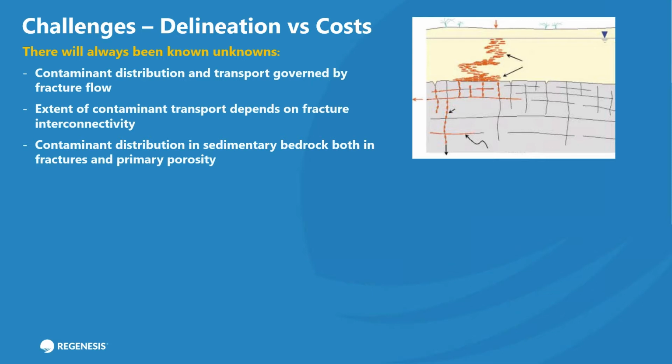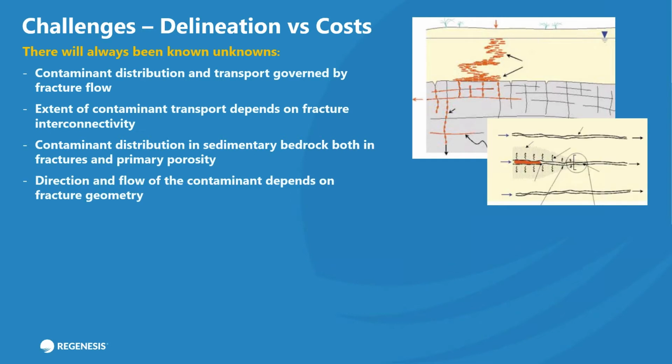With sedimentary bedrock, there's an added complication. The primary flux of contamination is going to be in your fractures, but you're also going to have a pool of secondary contamination in your primary porosity. So as that contaminant moves through the fracture, through advection and diffusion, you're going to get contamination diffusing into your primary porosity, into your rock matrix.